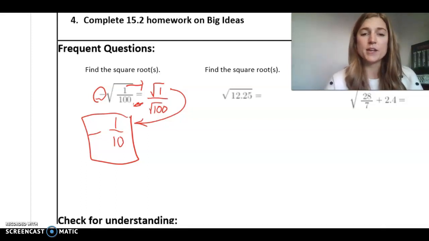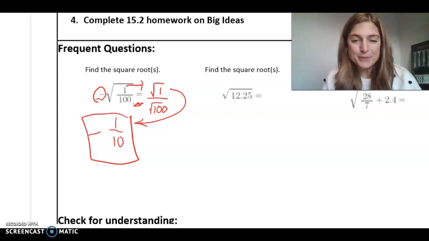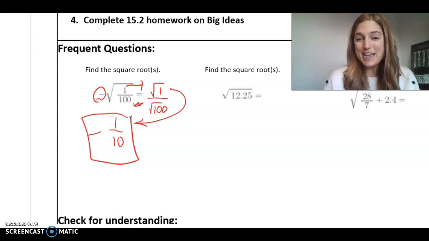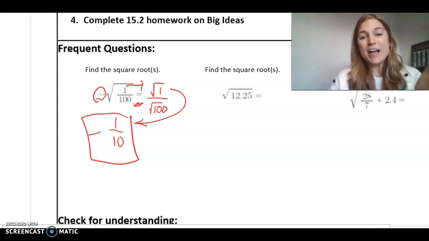All right, for the second one, a lot of you, I saw you typing in on Google the square root of 12.25. Let's just say in a perfect world we didn't have a calculator, which I would probably make you guys do in class without one. I would force you guys to change this into a fraction.